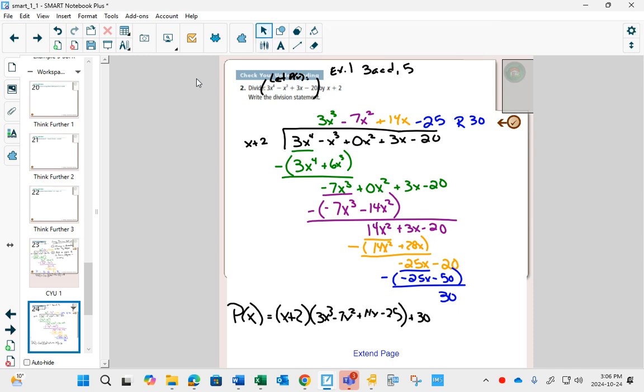That's one big statement. And if we were hoping we were factoring it, we failed because we have a remainder. Okay. Now, before we get to example 3.